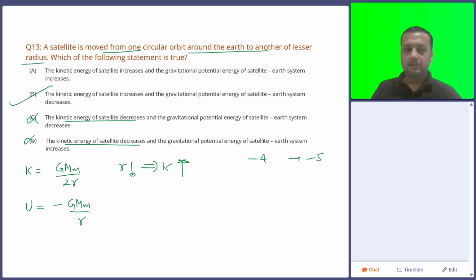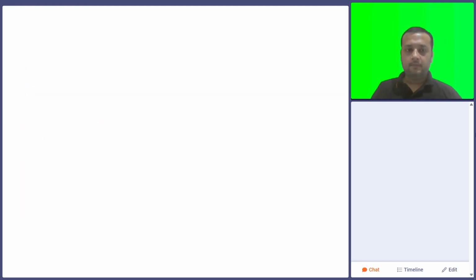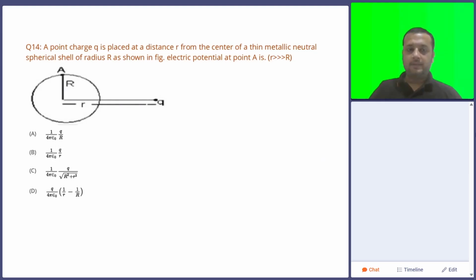Okay, let us see the next one. Now basically a point charge q is placed at a distance r from the center of a thin metallic neutral spherical shell of radius R as shown, and we have to find the potential at the point A. So basically this is a neutral shell and this is a charge q kept here. Because of this charge q we will get some induction like this. Induction phenomena will happen like this.